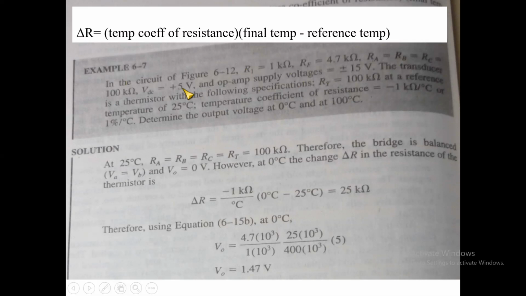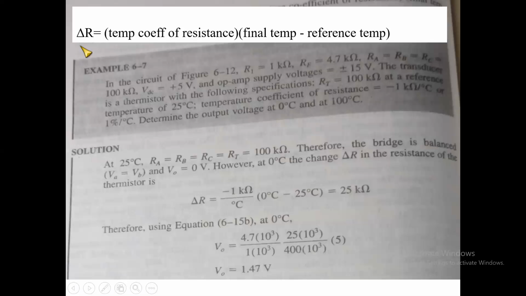The transducer is a thermistor with the following specifications: RT is equal to 100 kilo ohms at the reference temperature, same as RA, RB, RC, that is 25 degrees centigrade. The temperature coefficient of resistance is minus 1 kilo ohm per degree centigrade. So the resistance will change by minus 1 kilo ohm per degree centigrade. It's a negative temperature coefficient, or 1% per degree centigrade. So 100 kilo ohm, minus 1 kilo ohm, is 1% per degree centigrade. Determine the output voltage at 0 and 100 degrees centigrade.